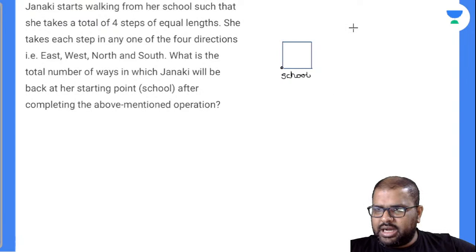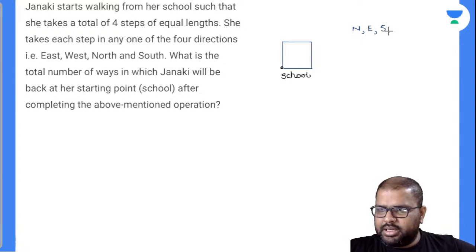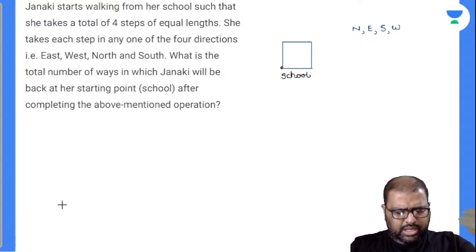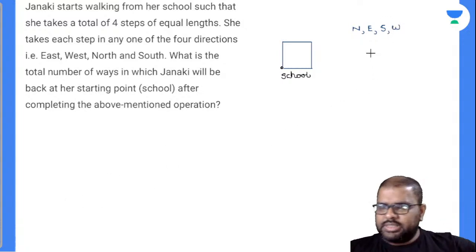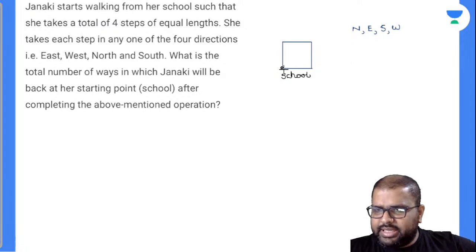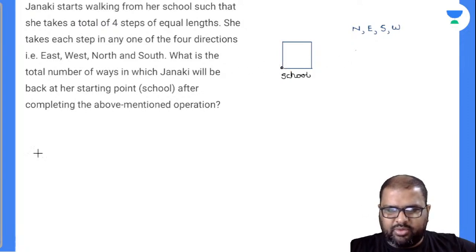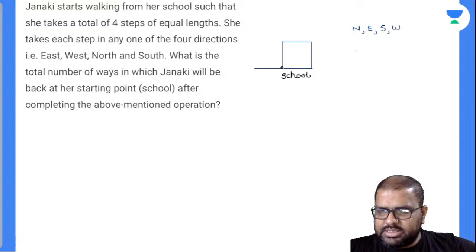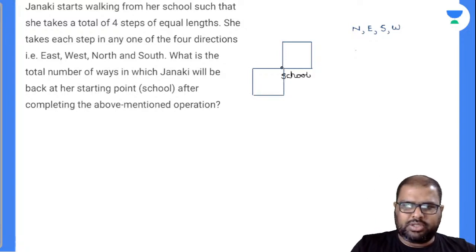So see, this is the format: north, comma, east, comma, south, comma, west. Am I right or wrong? So is this the only way? No. So see here, this NESW can be written another way. I'll write down one more way also. She can move towards west, she can move towards south, she can move towards east, and she can move towards north, and can come back to the school there.